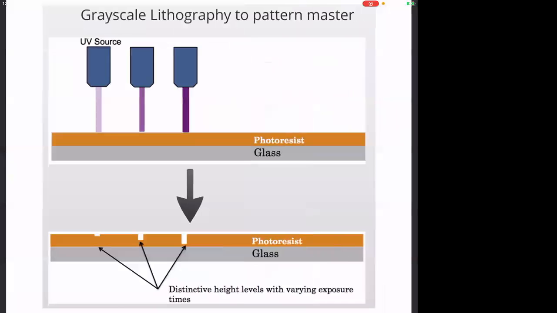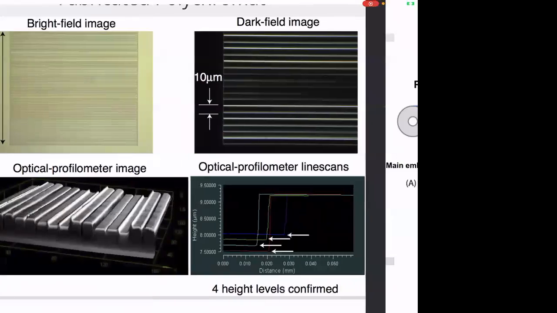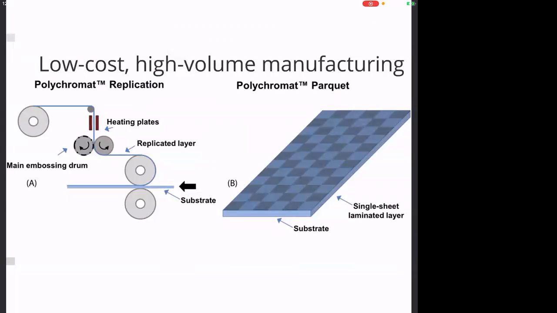And these are made by a manufacturing technique called grayscale lithography, where we essentially take a focused laser beam on top and illuminate a material called photoresist, which is photosensitive. In other words, it's sensitive to this wavelength, UV wavelength. And by controlling the amount of energy you put into the photoresist, you can develop away different thicknesses of the photoresist, as shown here, which creates these distinctive height levels with varying exposure times. And by doing a very controlled experiment, you can essentially create structures as shown here. You can also imagine doing this at high volume manufacturing.